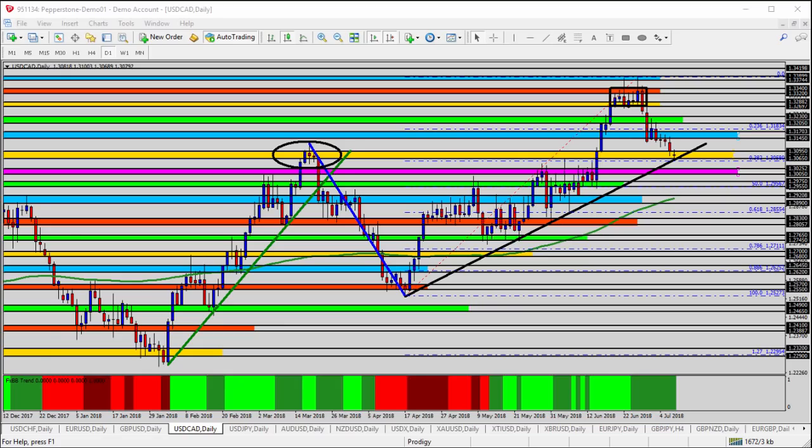Today we're taking a look at the USDCAD, the US dollar versus the Canadian dollar, for today's trade analysis. We're starting here on the daily time frame. A couple of significant indicators that I want to point out to you.